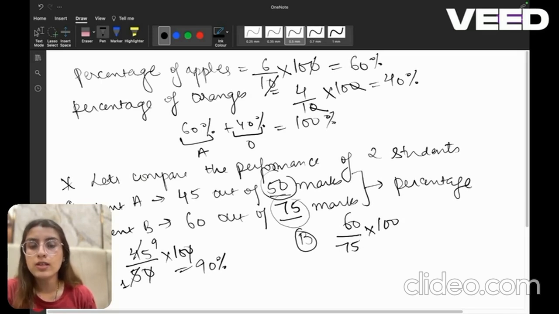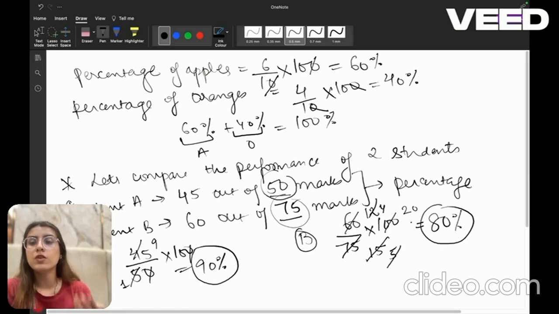So we'll again reduce it. So 5 ones are 5, 25 will be remaining, 5 5s are 25, and it will be 5 ones are 5 and 5 2s are 10. Again 3 5s are 15, 3 4s are 12. So 5 ones are 5, 5 2s are 10, so it will become 80%. So it is clear who scored better, whose performance was better?